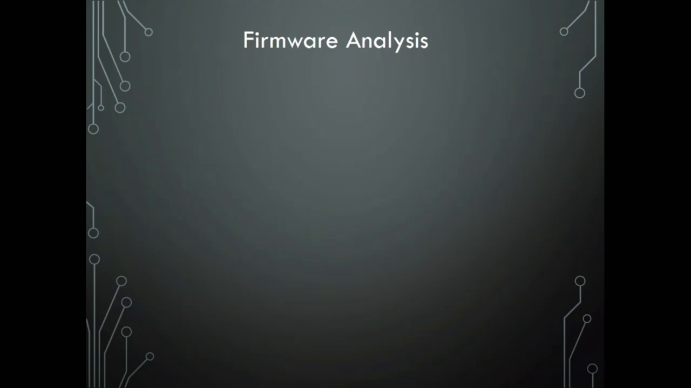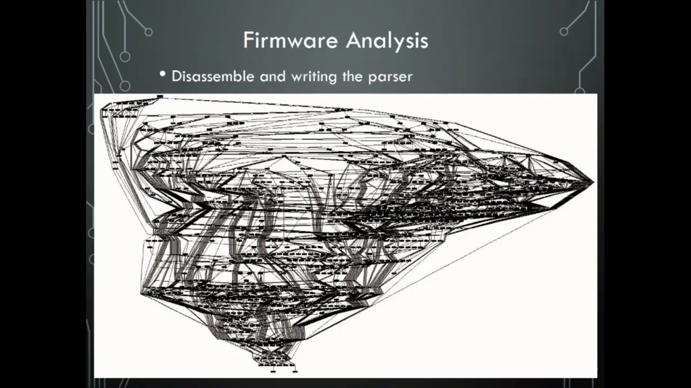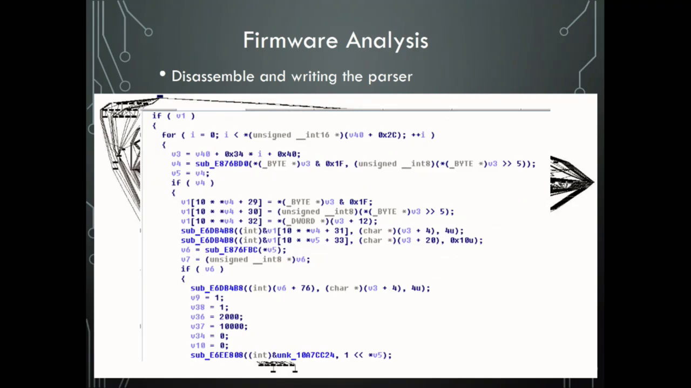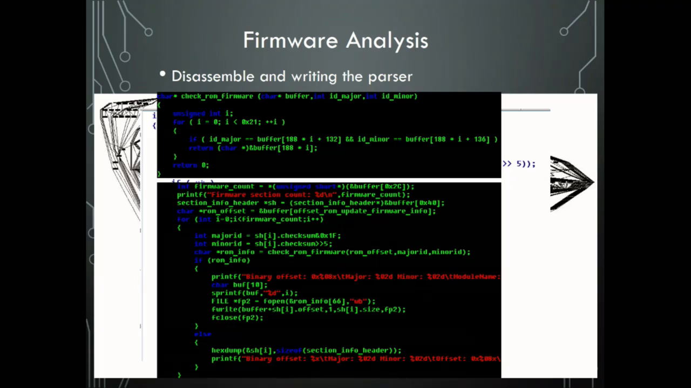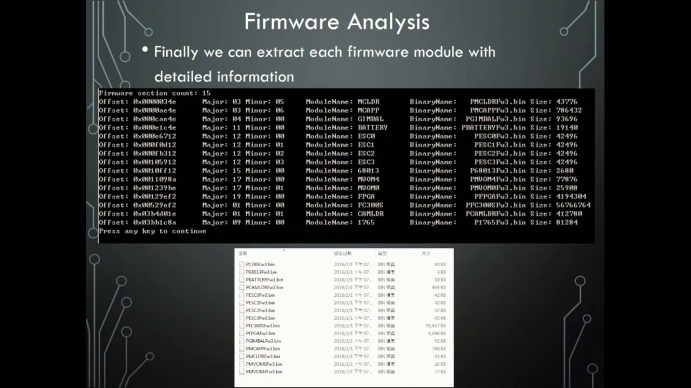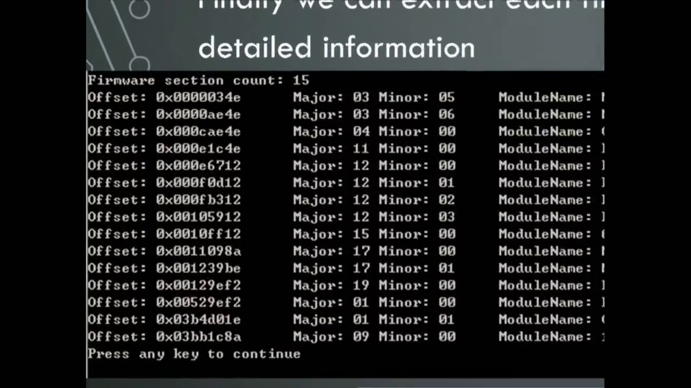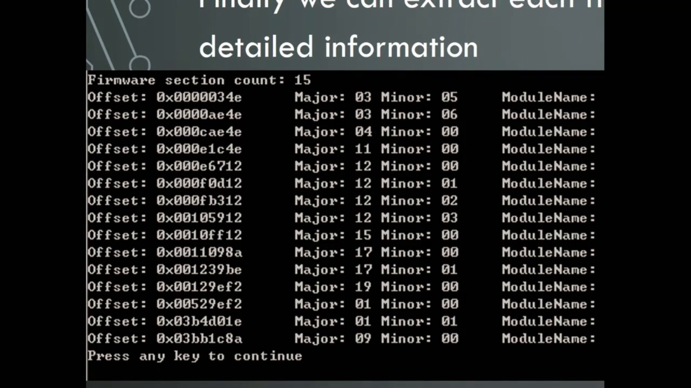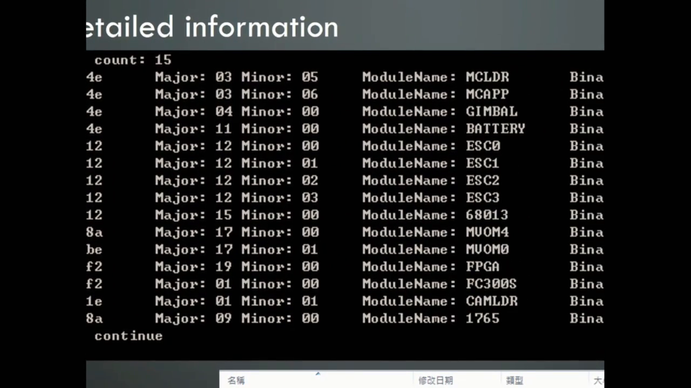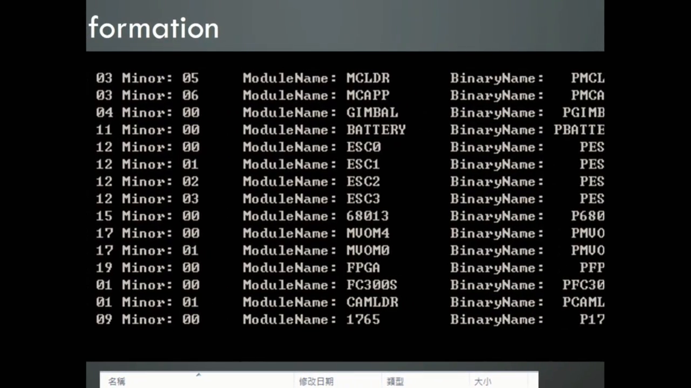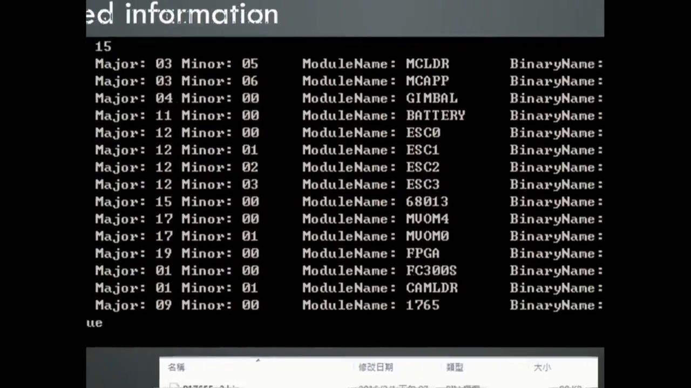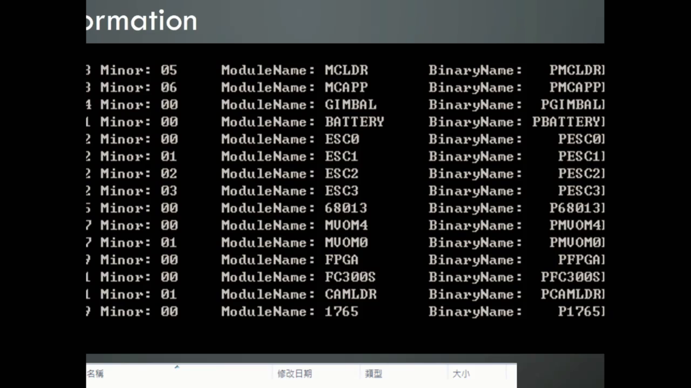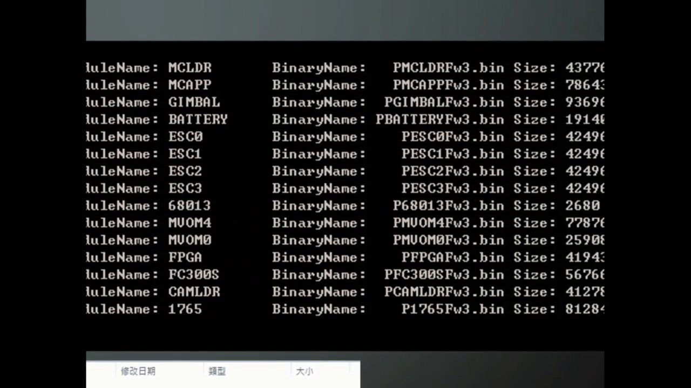Actually, this decode function is very big. Please forgive me for not explaining the detail. And finally, we can extract each function module which contain detailed information, including the module minor ID and the module name and the binary name.